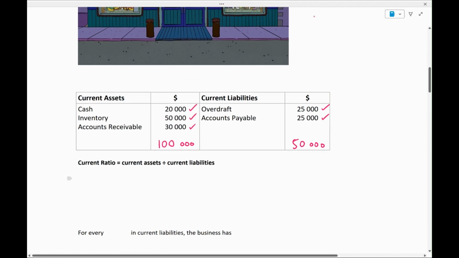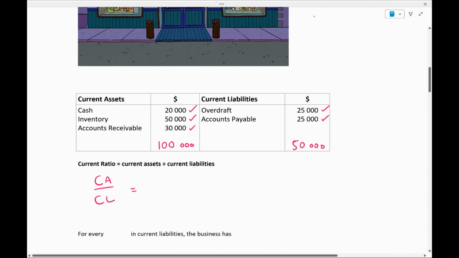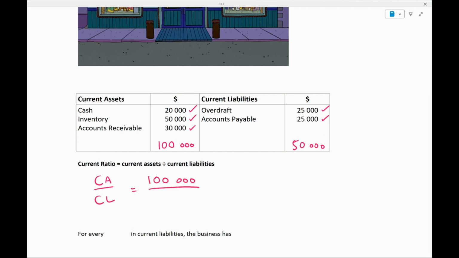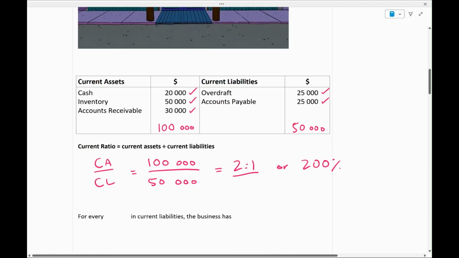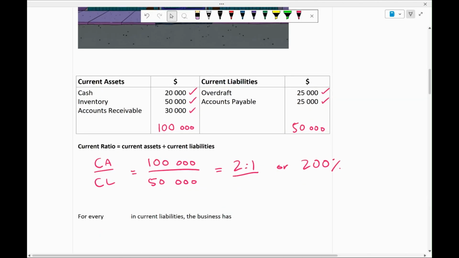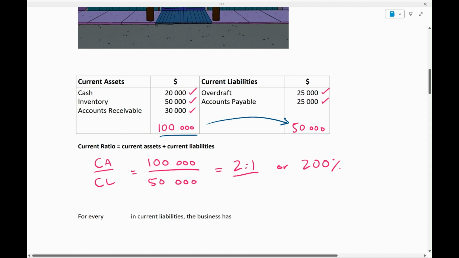So if we chuck it into the formula, CA over CL is 100,000 over 50,000, which as a ratio gives us 2 to 1 or 200%. So this is fantastic. 2 to 1 is our ideal ratio. What this means is the business can use this $100,000 to pay off the $50,000 in current liabilities, and they'll still have $50,000 left over in working capital. So they have sufficient current assets to cover their current liabilities.